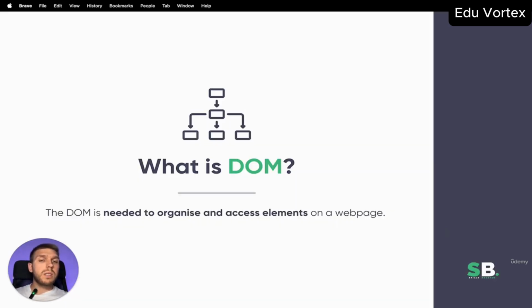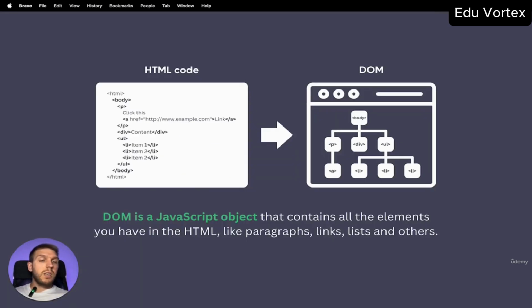Now let's talk about what a DOM is. DOM is the Document Object Model. It's needed to organize and access elements on the web page. It's a JavaScript object that contains all the elements you have in your HTML, like paragraphs, links, images, lists, and other elements. On the left picture, you see HTML code, you see body, paragraph, and inside of the paragraph you see href, it's a link. And on the right side, you see the DOM is a tree structure, which is exactly the same as you have in HTML, but in another representation.